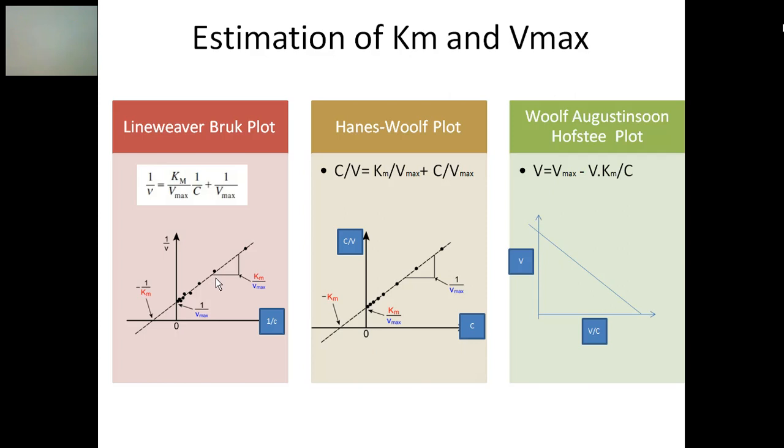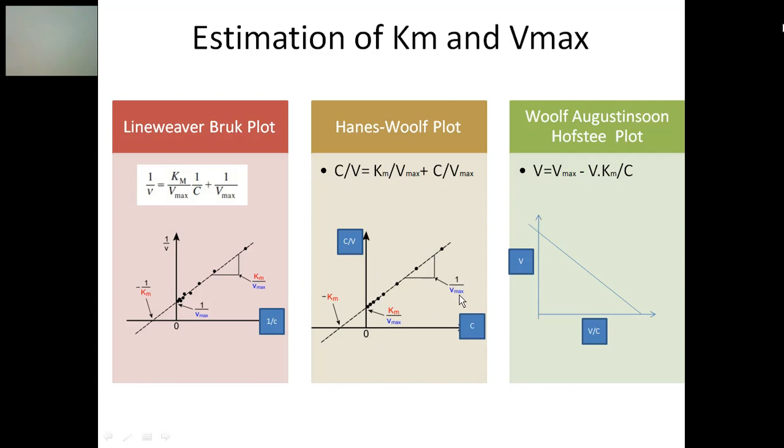It's very easy. Here we just multiply by C on both sides, and we get the Hanes-Woolf plot. Rearranging the Hanes-Woolf plot, we get the Woolf-Augustinsson plot. So it is correlated with the Lineweaver-Burk plot only. But the advantage is that in the Hanes-Woolf plot, the points are more linear and not scattered. Here C by V is the y-axis and C is the x-axis. The slope gives 1 by Vmax. Put in the value of Vmax, and the intercept gives you Km by Vmax. Intercept multiplied by Vmax gives the value of Km.